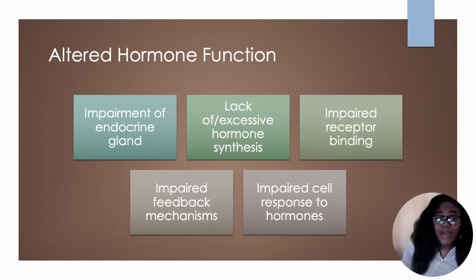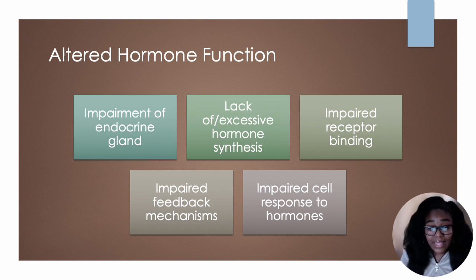So next we'll talk about the different alterations in hormone function. We have 5 that we'll discuss. You can have impairment of the actual endocrine gland. You can have lack, or you can have excessive hormone synthesis, which will cause hyper or hypo alterations. You can have impaired receptor binding, so those hormones are not getting to the receptors that they need to in order to have the effect on the body that they need to.